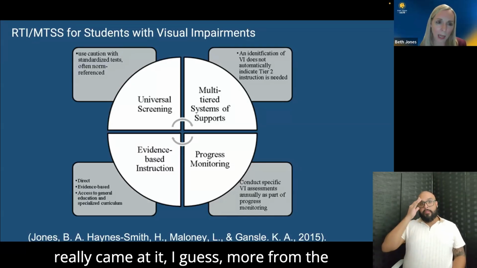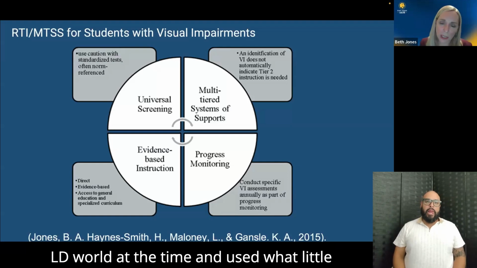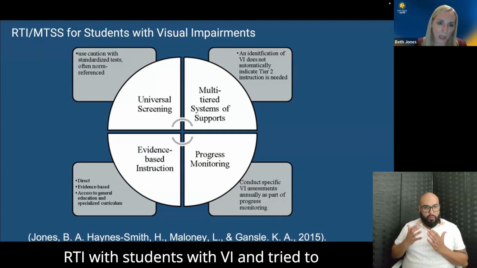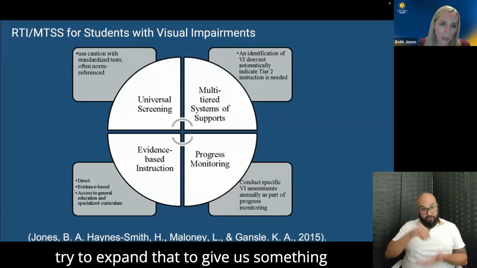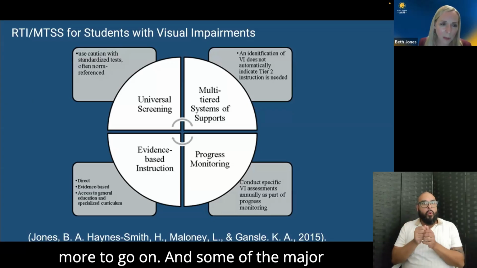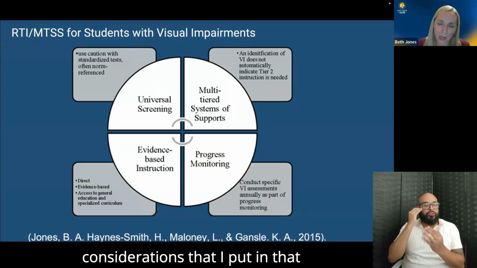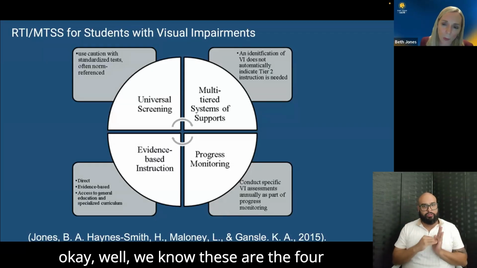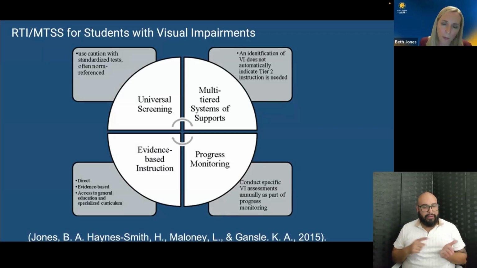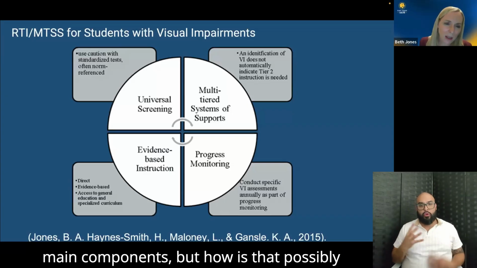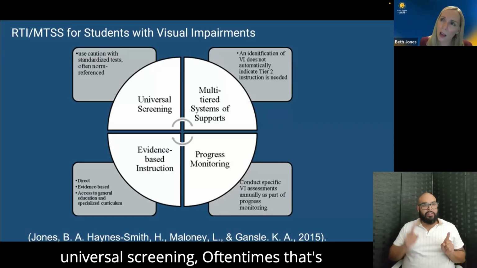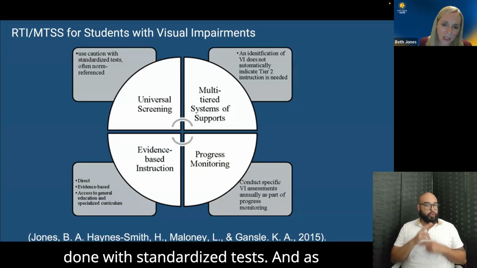But I really came at it, I guess, more from the LD world at the time and used what little research I could find out there about RTI with students with VI and tried to expand that to give us something more to go on. Some of the major considerations that I put in that article have to do with, okay, we know these are the four main components, but how is that possibly different for a kiddo with VI? So universal screening, oftentimes that's done with standardized tests.